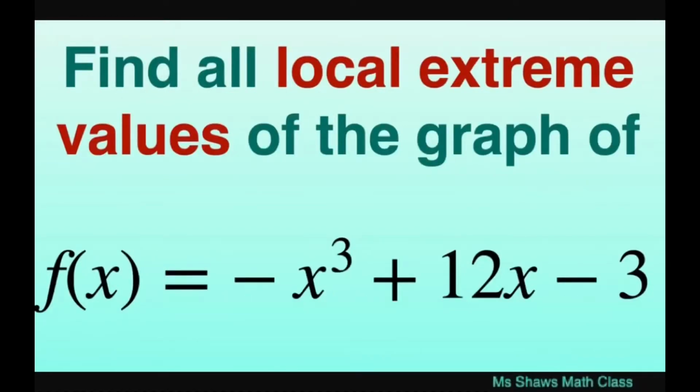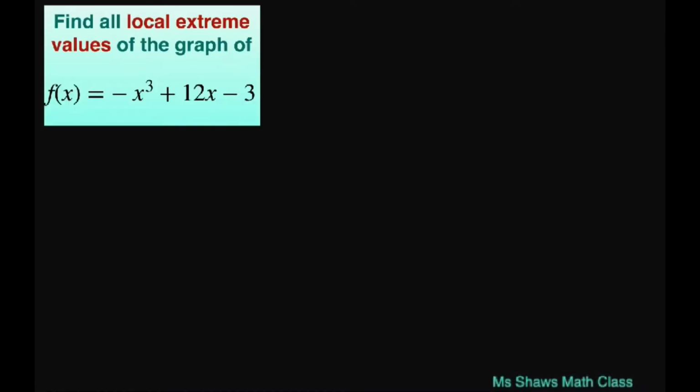Everyone, we're going to find all the local extreme values of the graph of f of x equals negative x cubed plus 12x minus 3. Basically, we're looking for all the local max and min values. And to do that, we're going to look for horizontal tangents. So we're going to take the derivative of our f. So f prime of x is going to equal negative 3x squared plus 12.